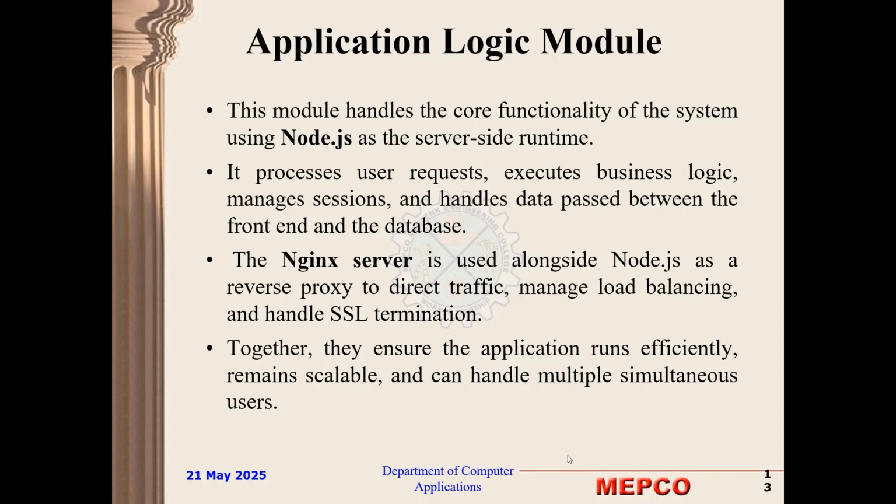Application logic module. This module handles the core functionality of the system using Node.js as a server-side runtime. It processes user requests, executes business logic, manages sessions, and handles data passed between the frontend and the database. The NGINX server is used alongside Node.js as a reverse proxy to direct traffic, manage load balancing, and handle SSL termination. Together, they ensure the application runs efficiently, remains scalable, and can handle multiple simultaneous users. NGINX server is nothing but a piece of software.